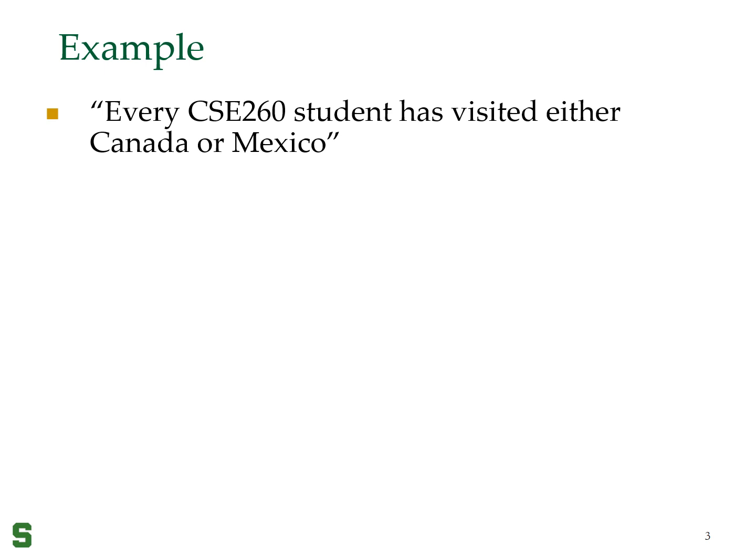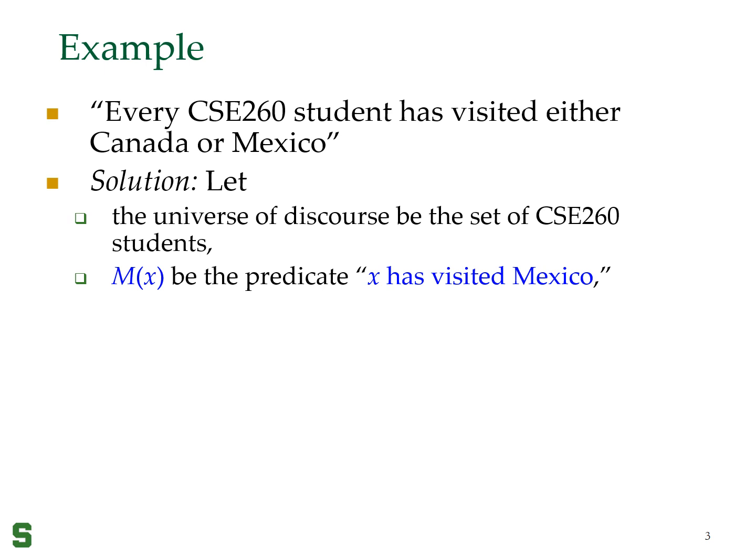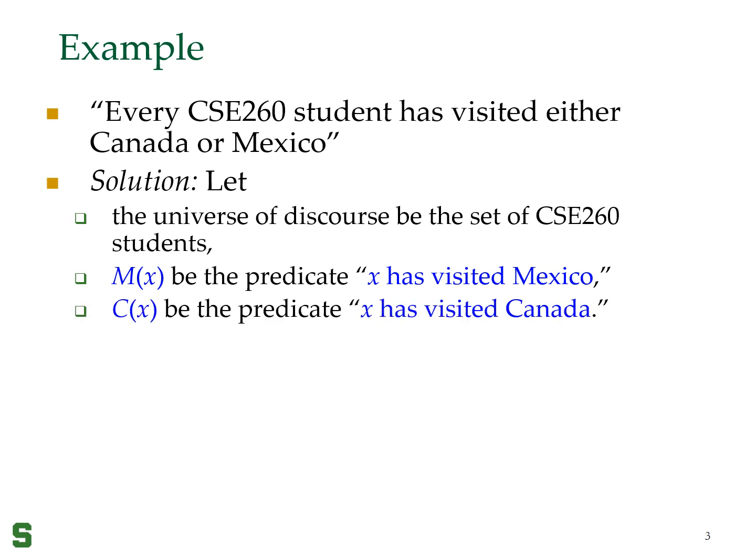So let's look at another example. Every student in CSE 260 has either visited Canada or Mexico. Again, we have the same sort of situation. We need to decide what the universe of discourse is. Again, let's decide it to be CSE 260 students. Let M(x) denote the predicate that x has visited Mexico. C(x) denotes that x has visited Canada.